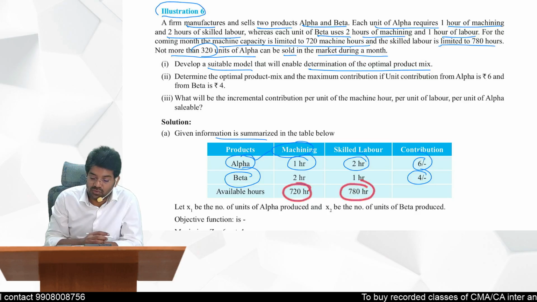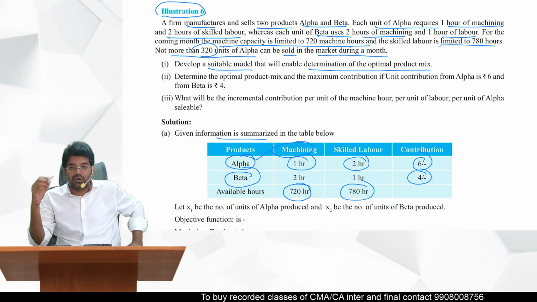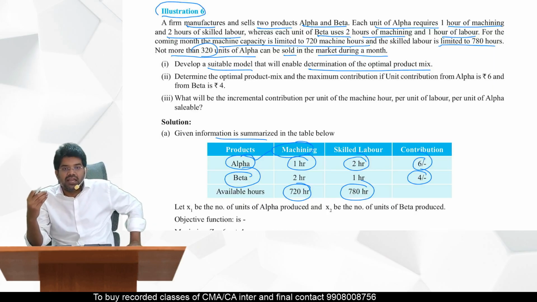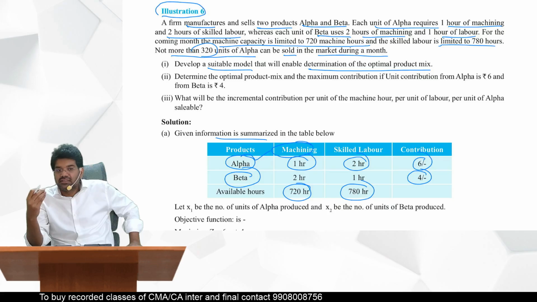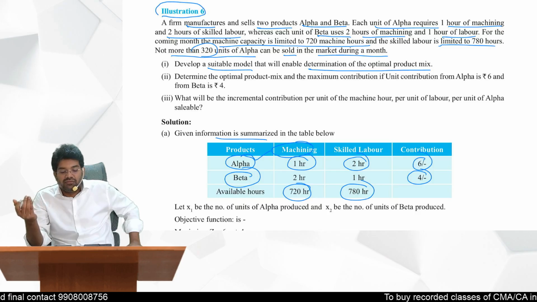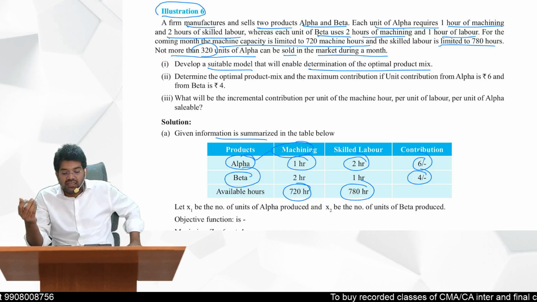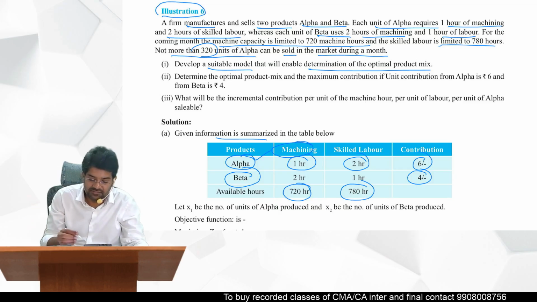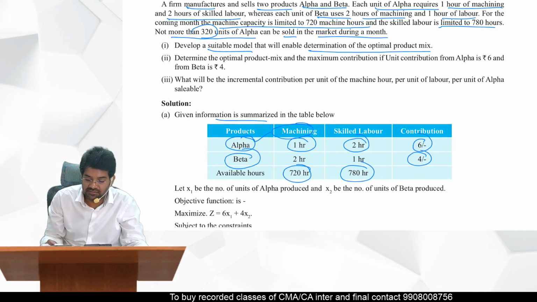And what is the maximum machining hours available? 720, 780. So what we have to determine here is, we have to maximize here. So how we can write here, what we have to find out? What are the variables here? That is how many units of alpha and beta we have to make. Those are the decision variables, alpha and beta. So you can assume it as x1 and x2 here. X1 and x2 be the number of units of alpha and beta. And then what do you need to maximize here? The contribution you should maximize. So what is the objective function here for this?